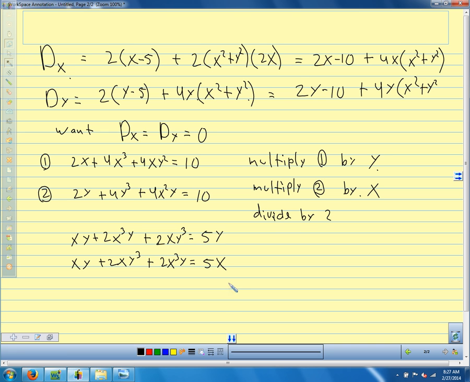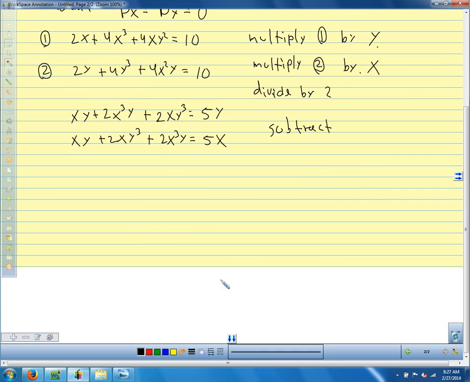And now I'm going to subtract. And when I subtract, thankfully, I get 5y minus 5x equals 0. And this tells me y equals x.